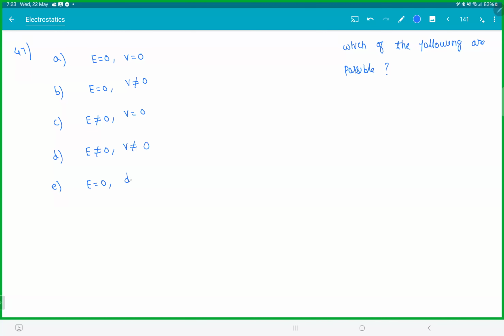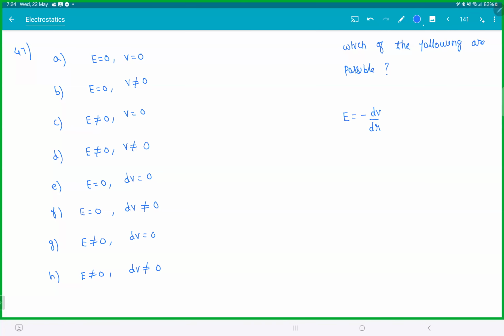E is 0, dV is 0. E is 0, dV is not 0. E is not 0, dV is 0. E is not 0, dV is not 0. The biggest mistake people make is that dV and V are not the same. Try to understand the relation. Field is minus dV by dr. It is not V by r.